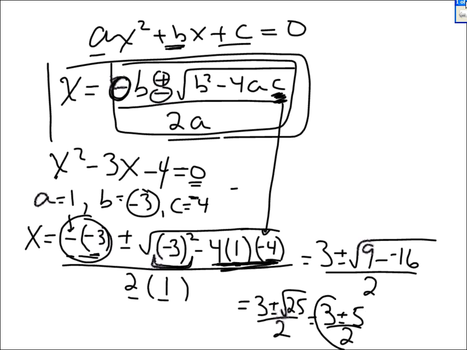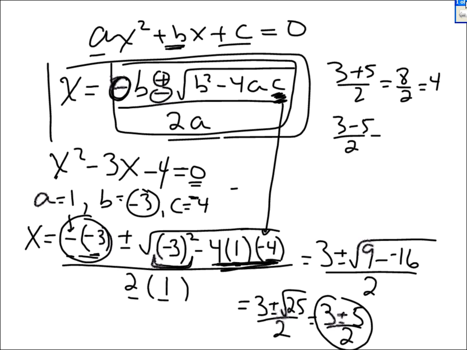So here are the two answers. 3 plus 5 over 2, which is 8 over 2 or 4, or 3 minus 5 over 2, which is negative 2 over 2 or negative 1. So those are the two answers.